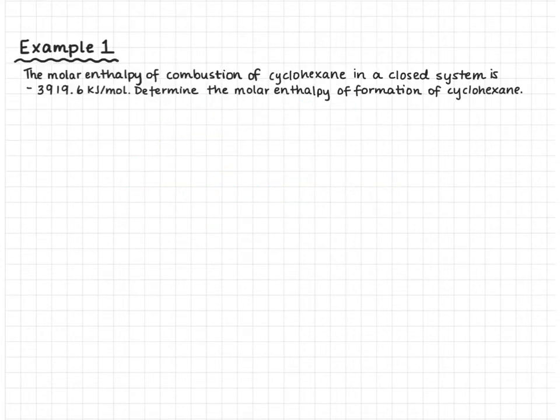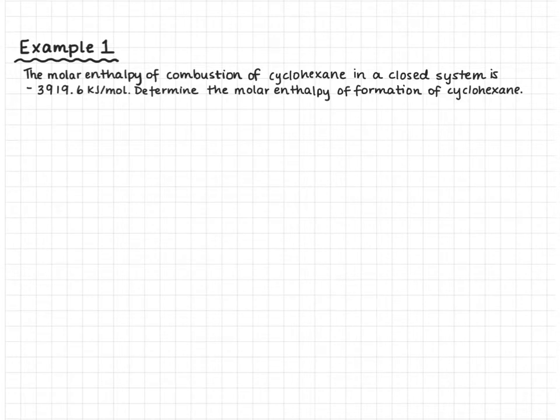Our first example is: the molar enthalpy of combustion of cyclohexane in a closed system is negative 3,919.6 kilojoules per mole. Determine the molar enthalpy of formation of cyclohexane. So the first thing we're going to do is write a balanced chemical reaction.